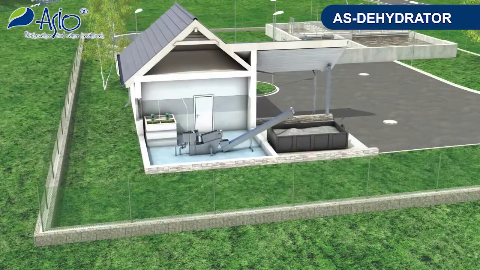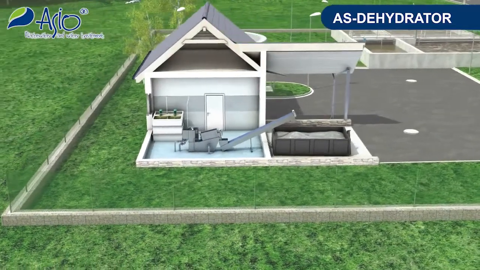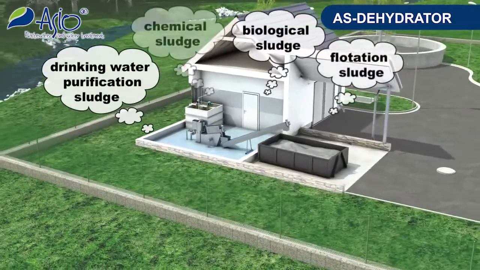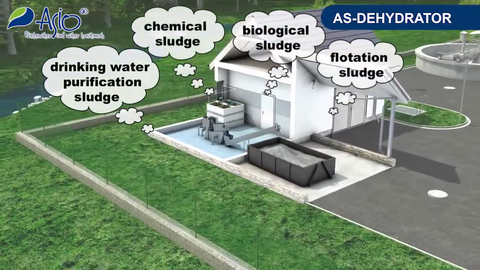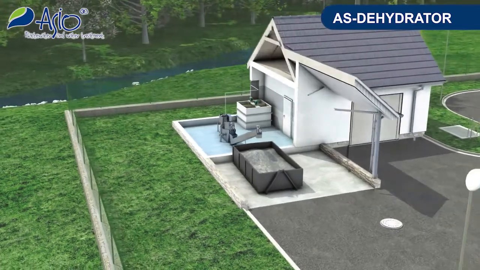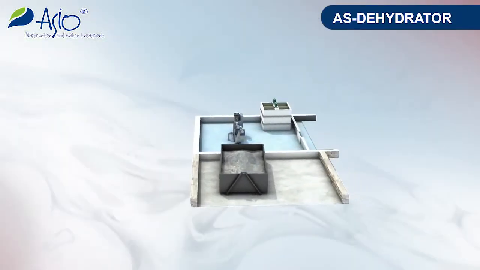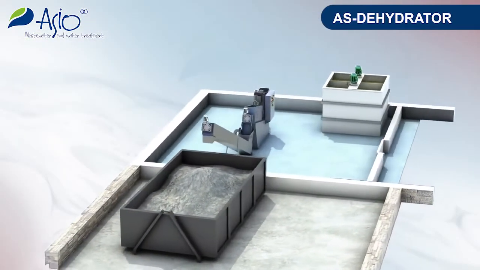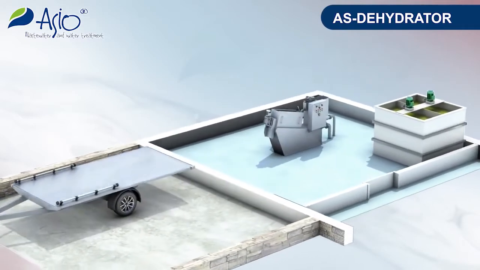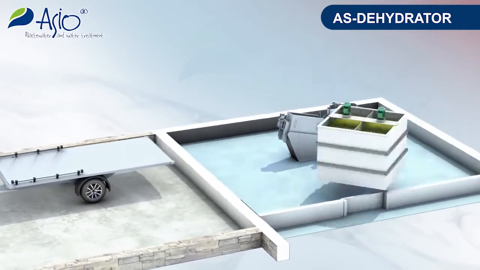The AS-Dehydrator is able to cope not only with biological treatment sludge, but it can also be used for dewatering of flotation sludge types, chemical sludge, drinking water purification sludge, etc. However, in order to verify that the dehydrator functions with other sludge types, it is always advisable to run a pilot test. ASIO offers to run such a test for you with the use of its mobile plant.